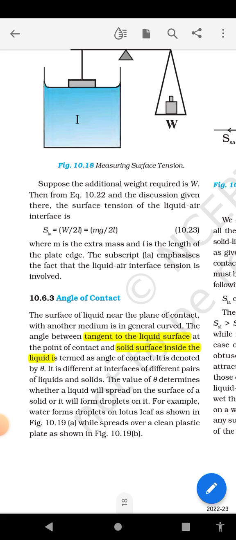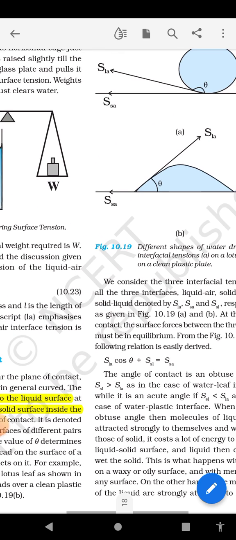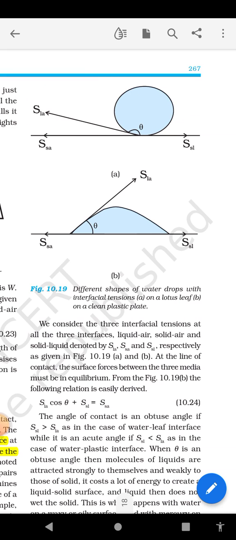The value of theta determines whether a liquid will spread on the surface of a solid or form droplets on it. For example, water forms droplets on a lotus leaf, as shown in the figure, while it spreads over clean plastic. This is how the shape of a water drop differs with interfacial tension, on a lotus leaf and on a clean plastic plate. If we pour water on a lotus leaf it will form a drop, and on a plastic plate it will spread. So we check the angle between the tangent to the liquid and the solid.